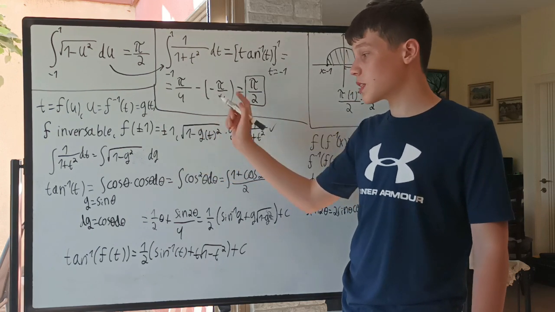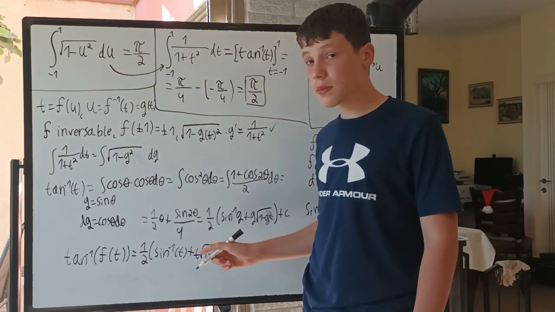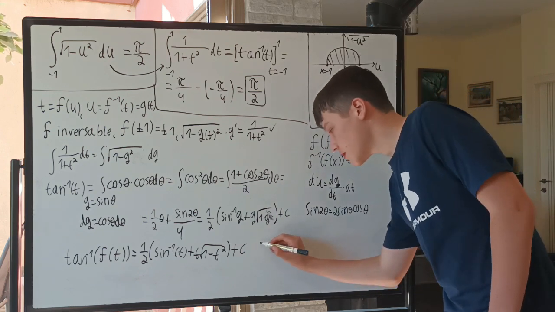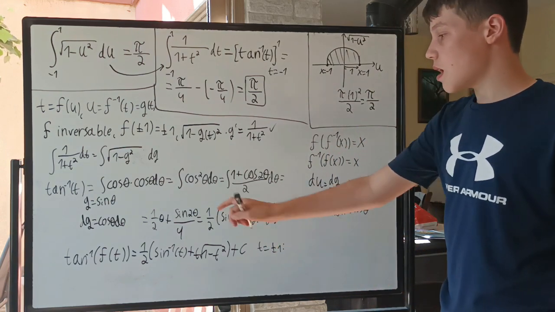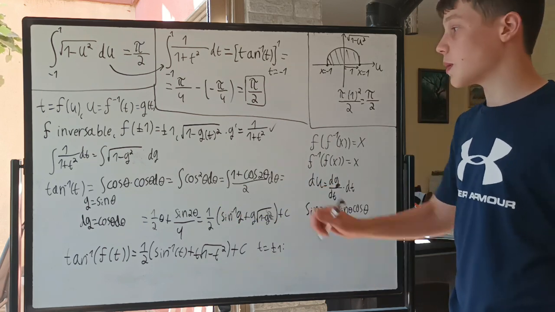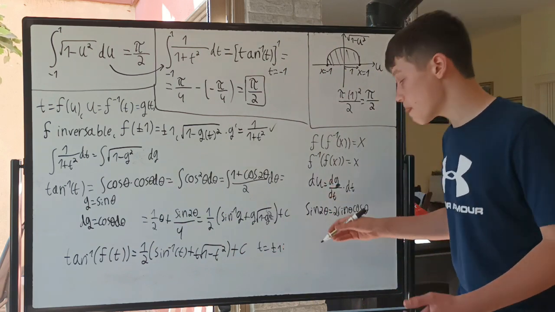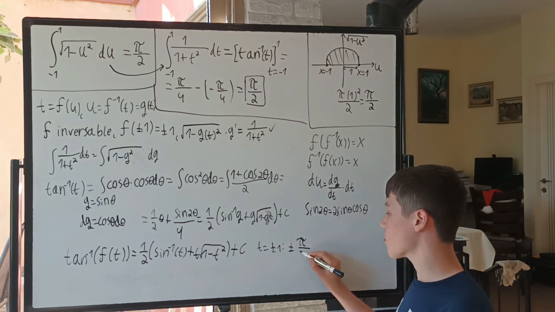So we want f of plus minus 1 to be plus minus 1. So if we plug in here t equals plus minus 1, what are we going to get? So t equals plus minus 1. The f of plus minus 1, we want it to be plus minus 1. The arctangent of plus minus 1 is plus minus pi over 4.